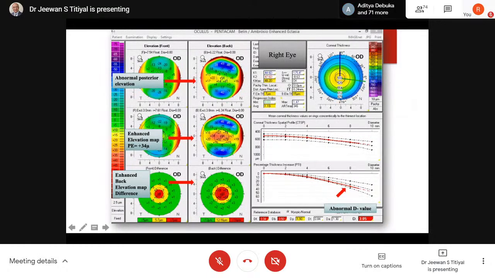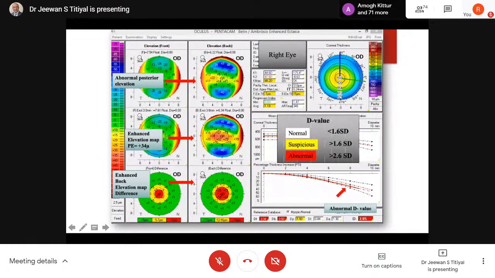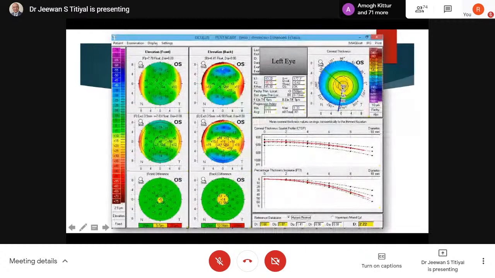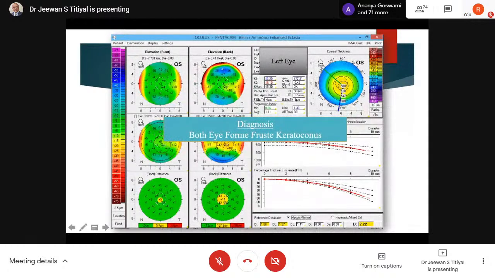So if you look at the Berlin ratio, you can see that it is coming red here and yellow here, and looking at the D value, which is 3.05, this is a case of keratoconus suspect. The left eye has a similar picture, and the D value is 2.22. So this is a patient with, you can say, bilateral early keratoconus. Should not be called forme fruste because the patient does have a significant parameter.